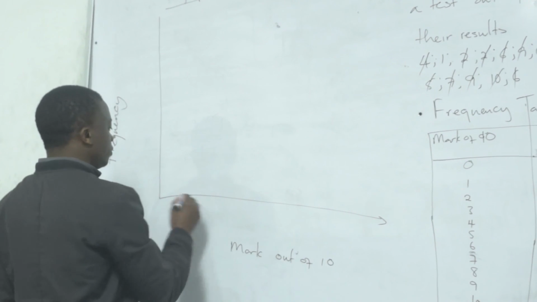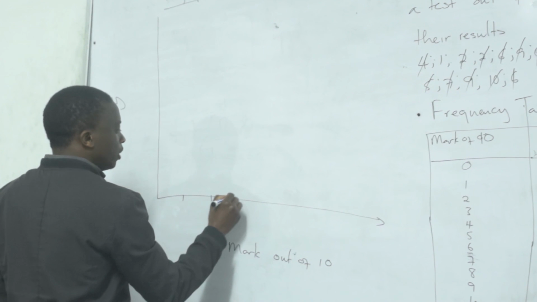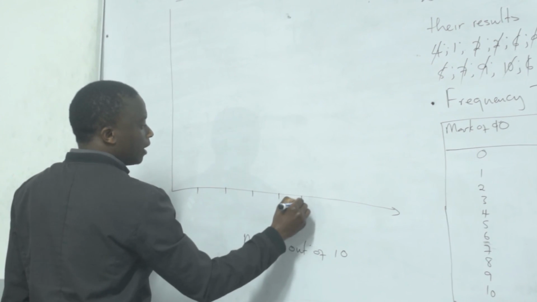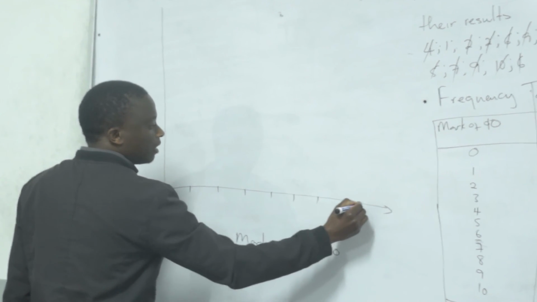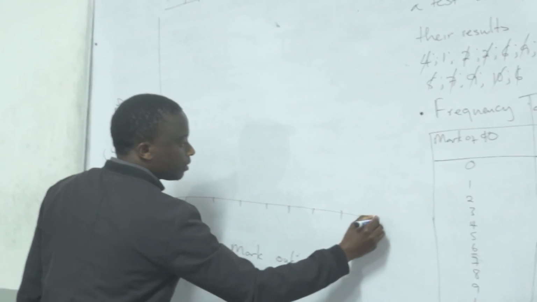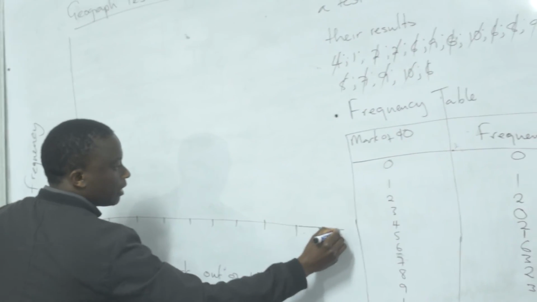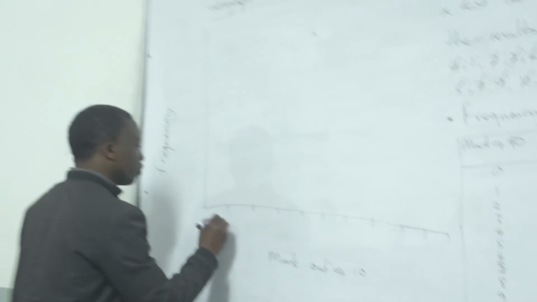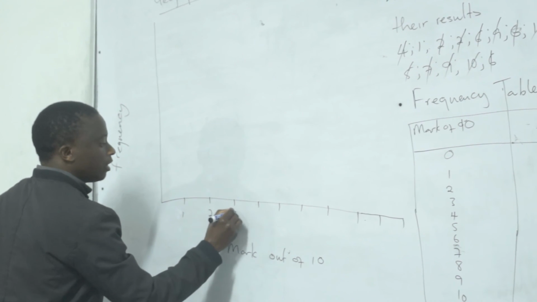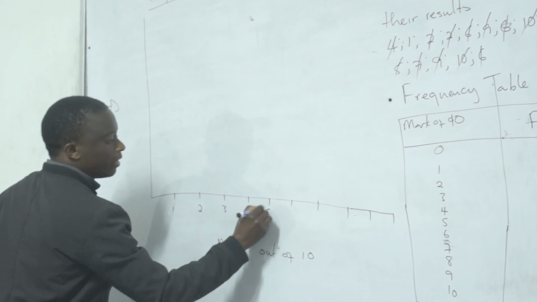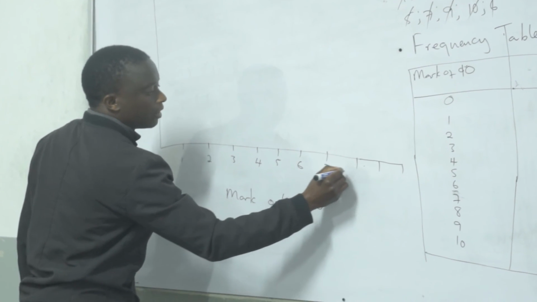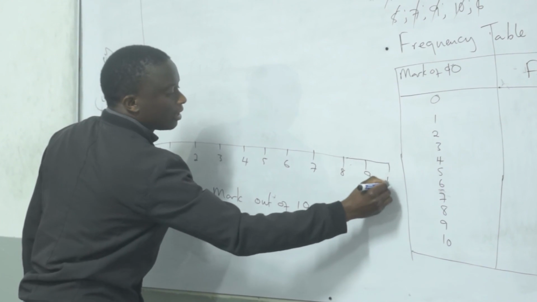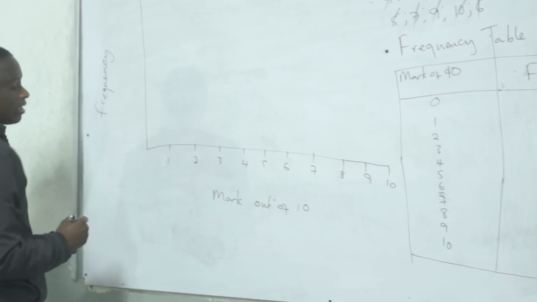Right? Then we have 1, 2, 3, 4, 5, 6, 7, 8, 9, and 10. Then in the x-axis, what do we get?